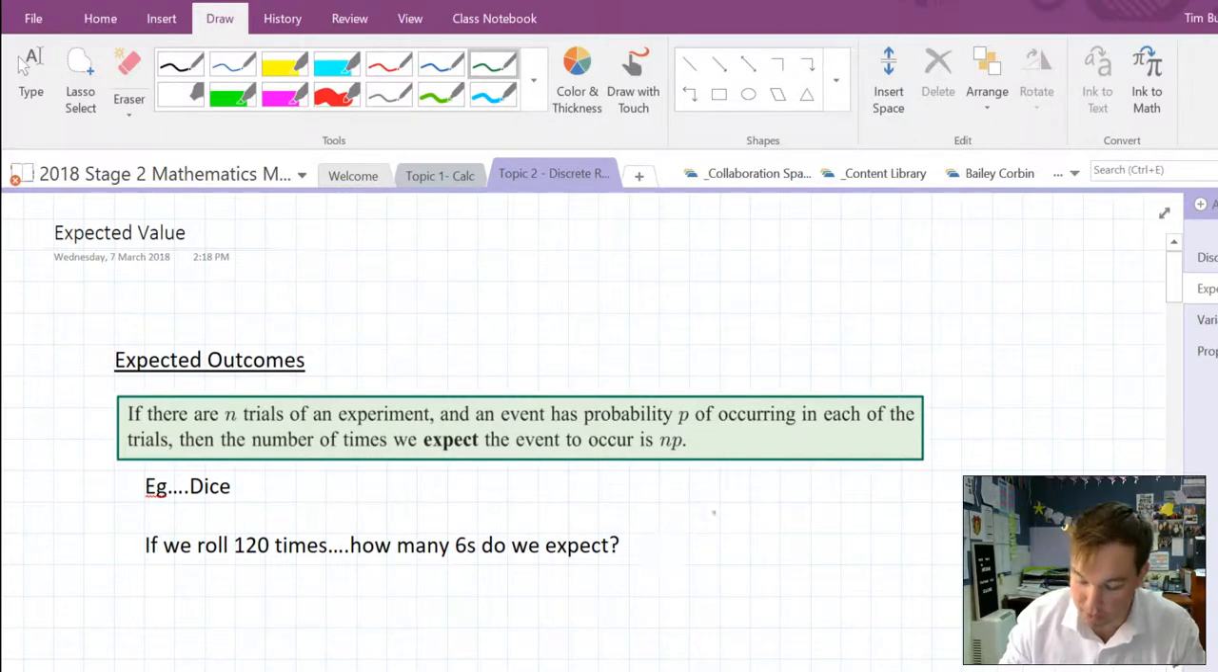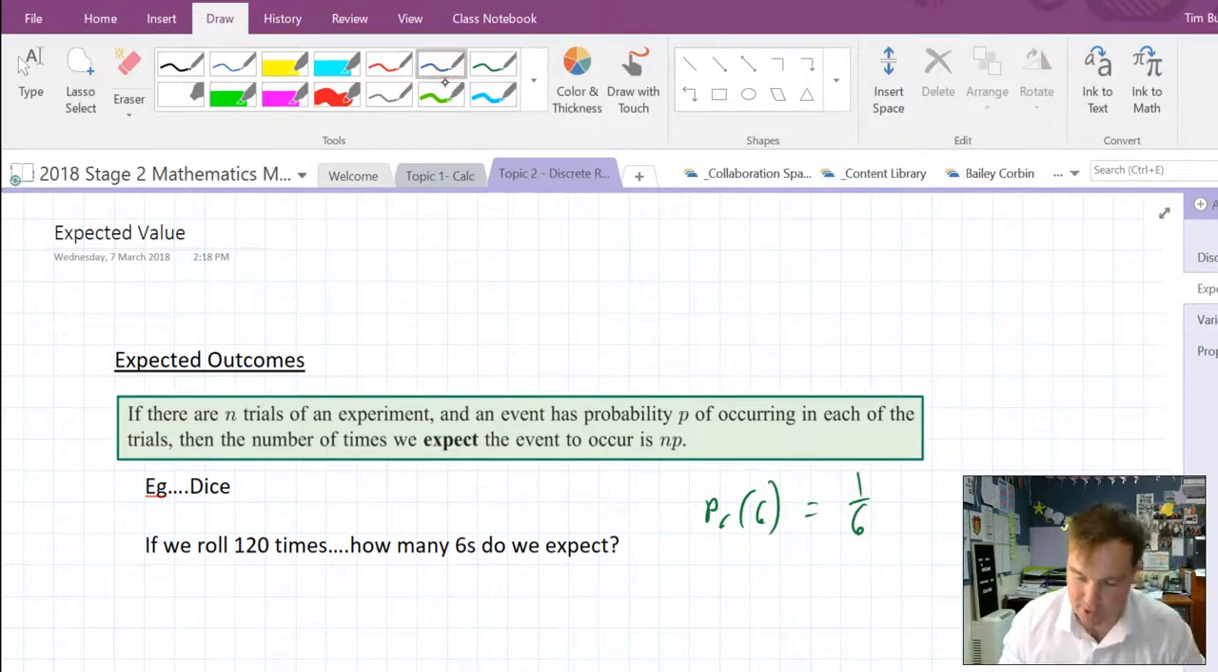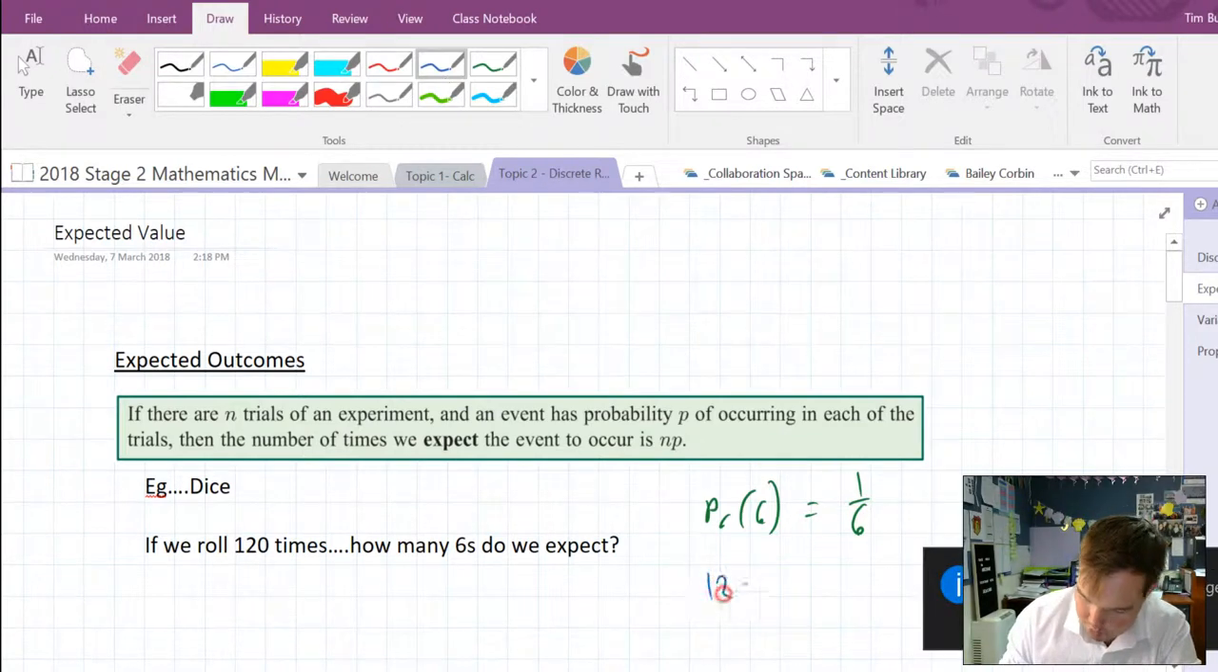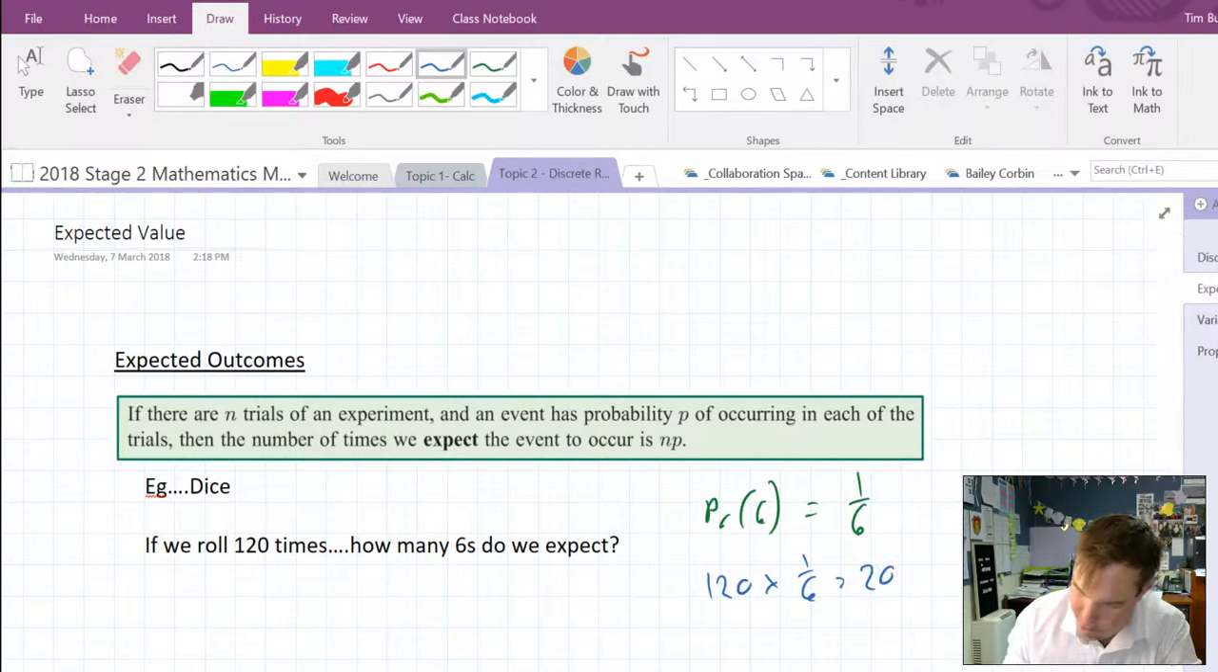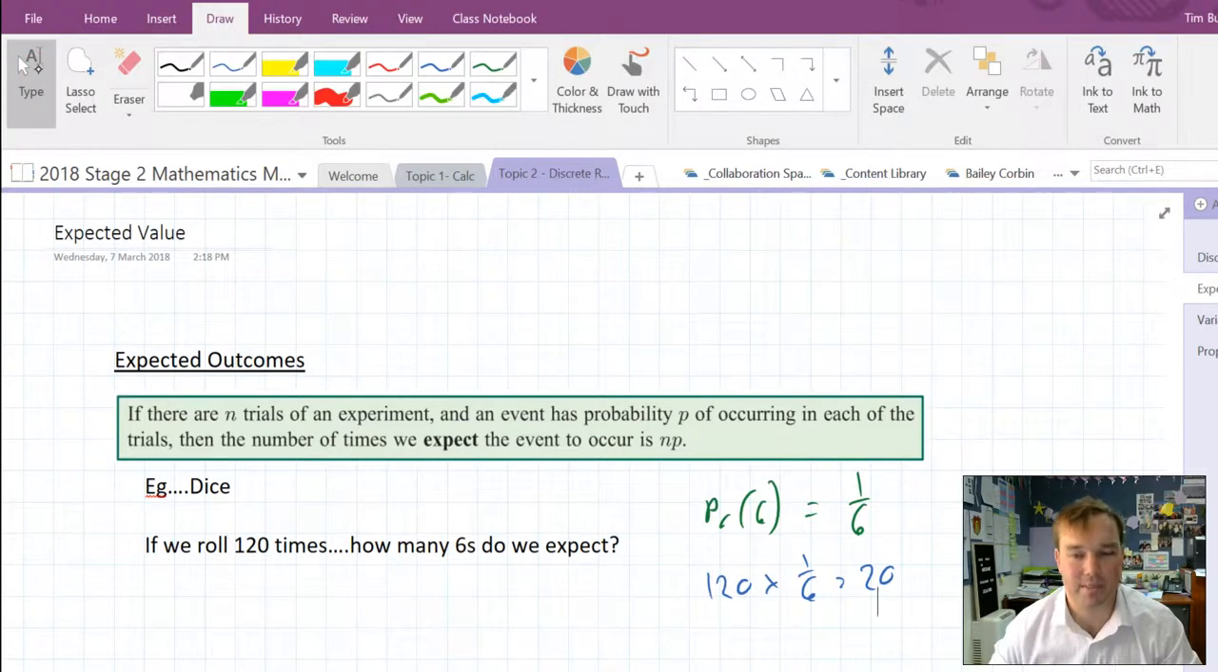Well, the probability of rolling a 6 is equal to 1 in 6. No surprises there. So the number of times we would expect to roll a 6 is 120 times a sixth, or very simply 20 times. Now, that doesn't mean we're guaranteed to get 20 sixes, it just means that on average we would expect to.